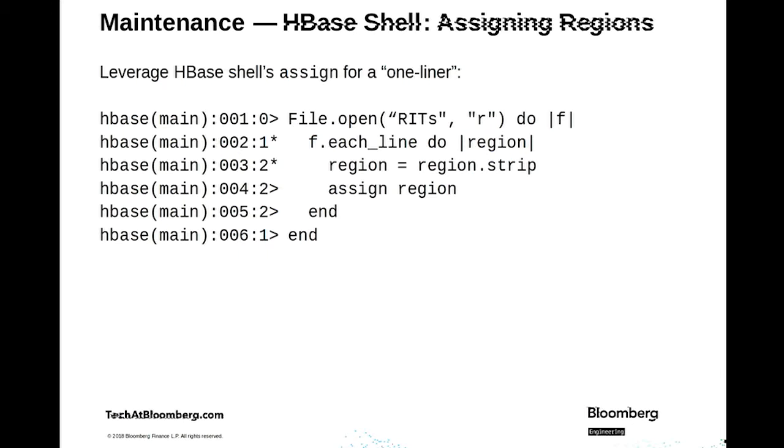I can actually get it through HBase Shell as well. But here I can easily open a file and iterate through each line, if each line is a region ID, and assign it. One of the nice things, we'll see here on line 4, is that assign is an HBase Shellism that HBase Shell provides you a nice easy operator for. So I can just give it a region ID, and it will now assign the region.